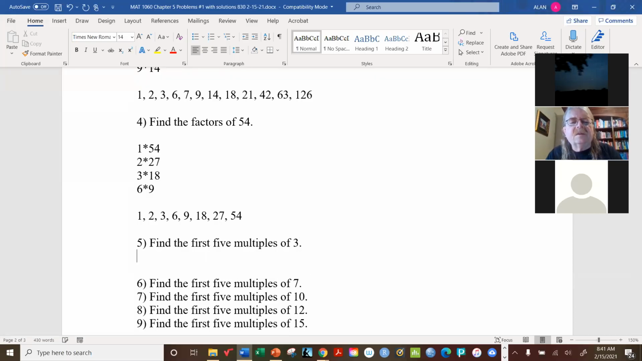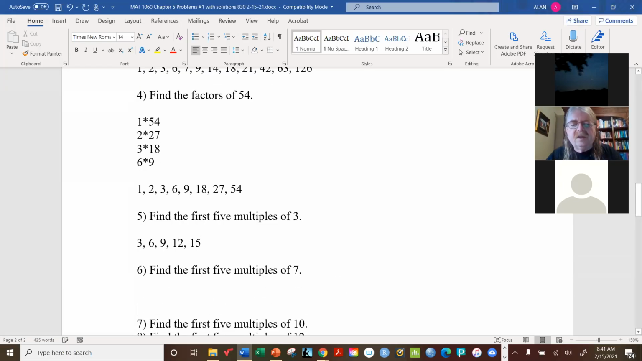Okay, what are you doing with multiples? You're just literally multiplying them by the first 5 natural numbers in this case. So you've got 3, 6, 9, 12, 15, done. All right, see what I mean? You just literally multiply your number by 1, 2, 3, 4, and 5. So here we have 7, 14, 21, 28, and 35.